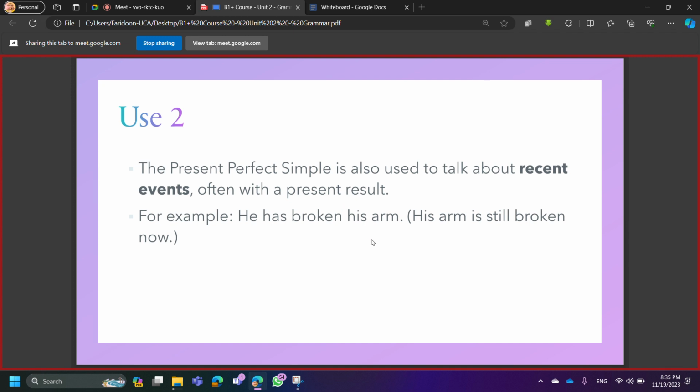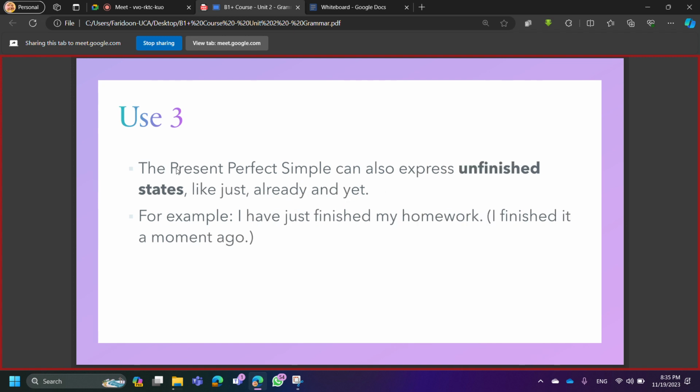Okay, what about use number 3? The present perfect simple, guys, can also express unfinished states, with adverbs like just, already, and yet. For example, I've just finished my homework. It means that I finished it a moment ago. So it shows something that is nearly unfinished states.